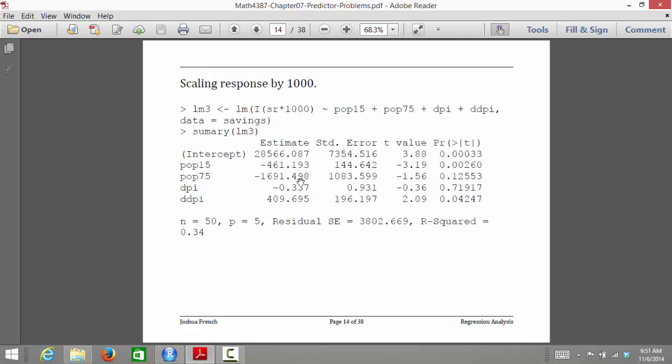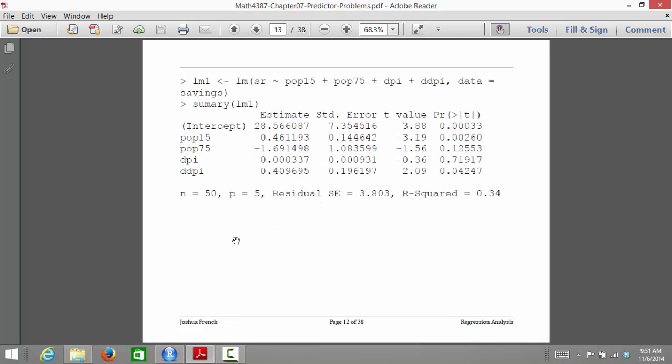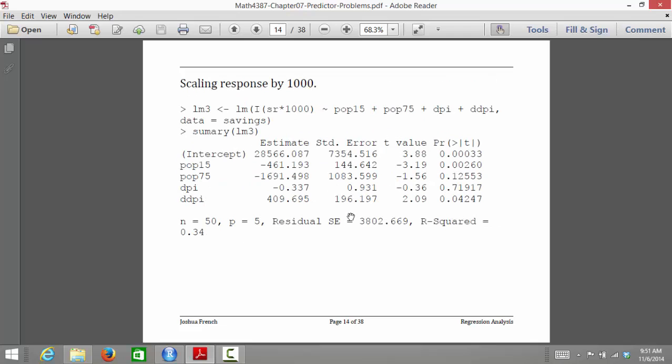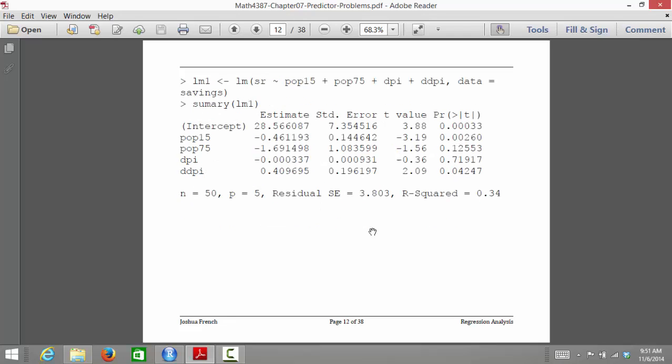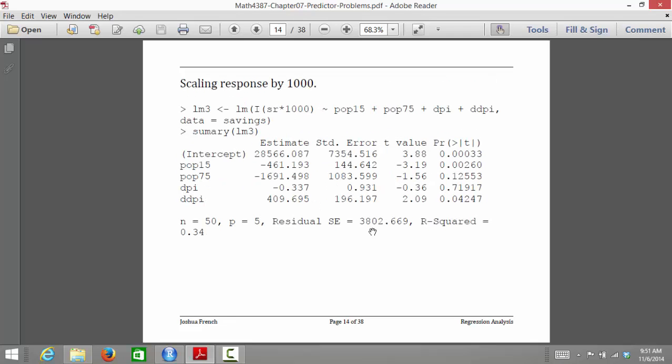What happens if I scale the response? I'm actually going to multiply SR by 1,000 now. You can see that all of our estimated regression coefficients, compared to the original model, not the second model, are all multiplied by 1,000. But our R squared number is exactly the same as it was before, while our residual standard error has also been multiplied by 100.